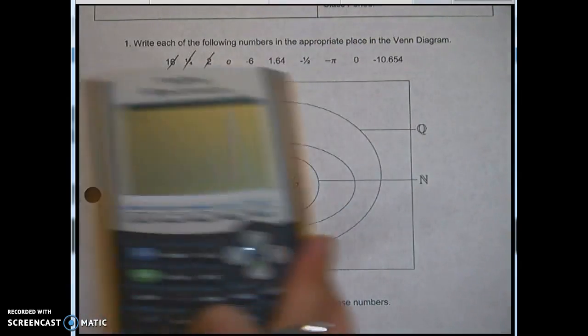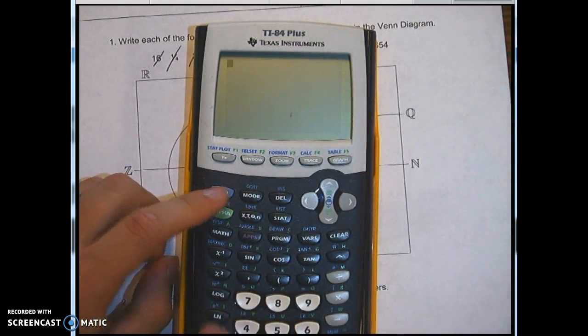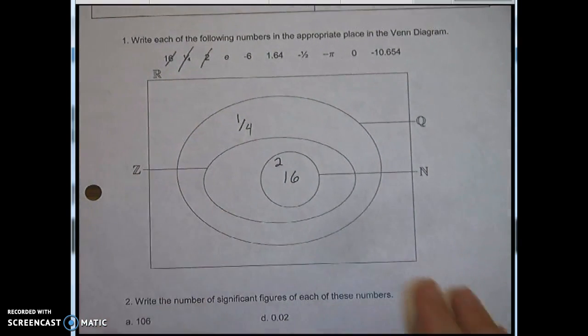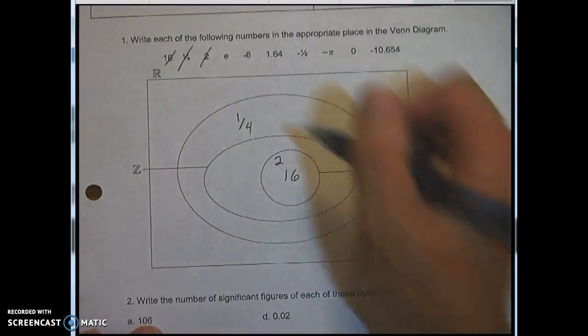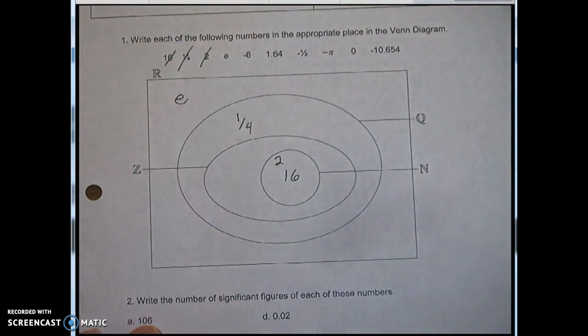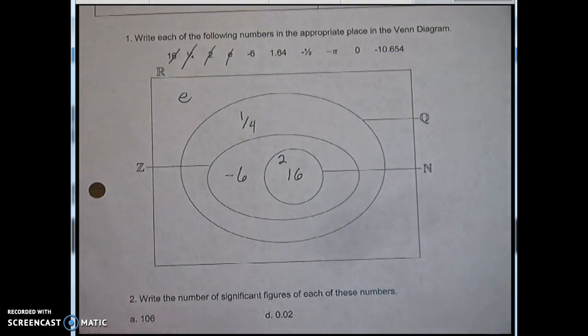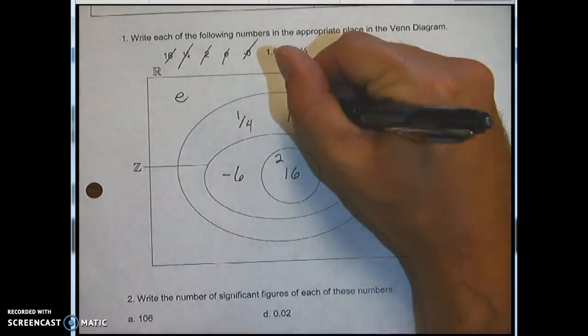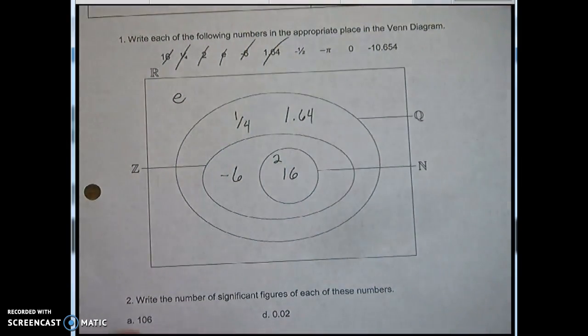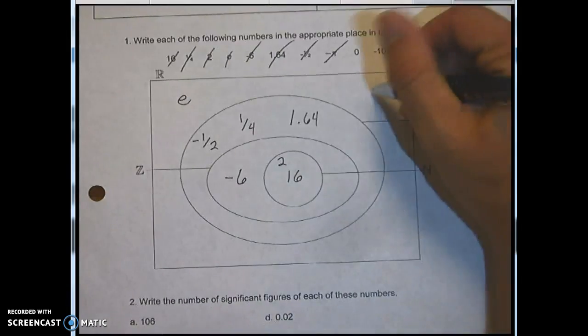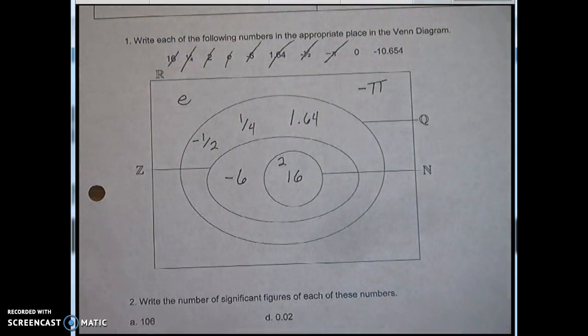E, if you don't remember what E is, you've got a fancy E button in your calculator. Its second natural log, e to the first power, is just 2.718281828. It's an irrational number, which is a real number that cannot be expressed as a fraction. -6 is an integer, but not a natural number because the natural numbers are not negative. 1.64 is a number that can be expressed as a fraction. So is -1/2. In fact, it is a fraction. -pi is an irrational number, and so then therefore it's a real number.